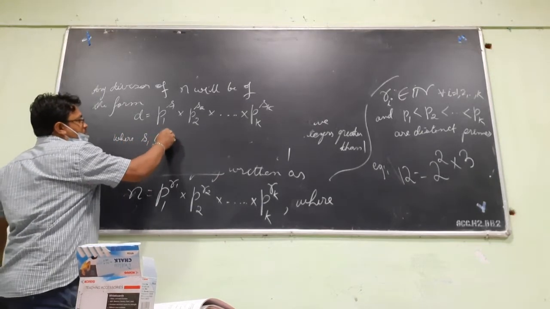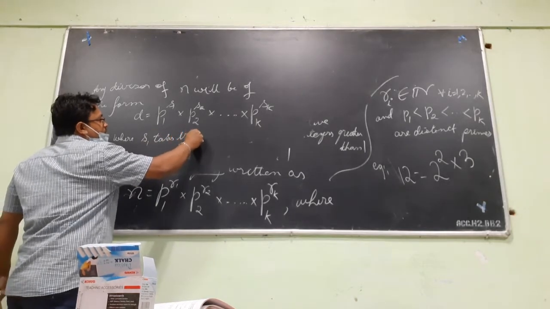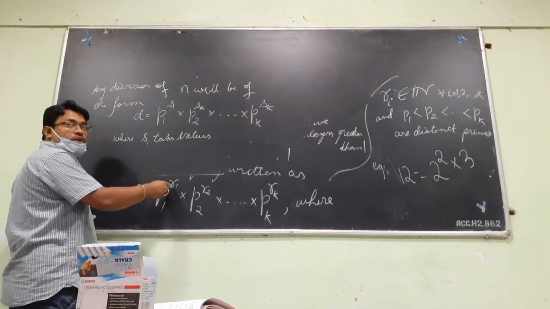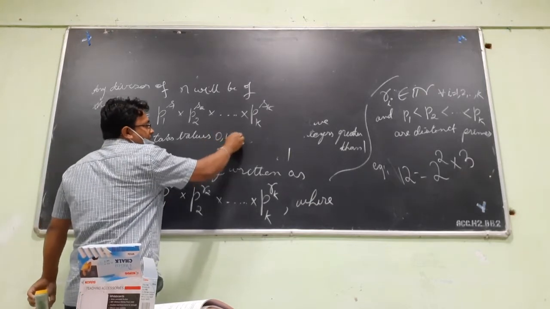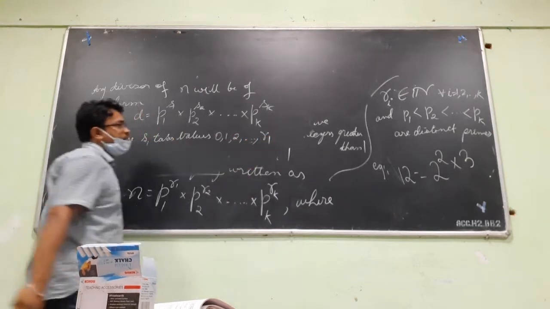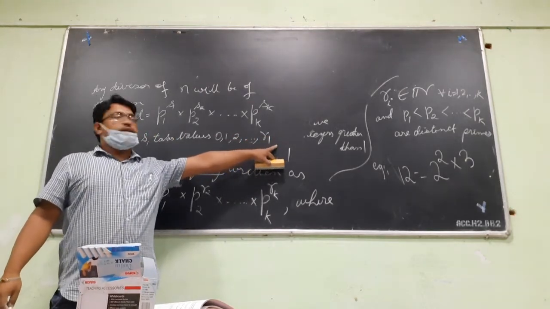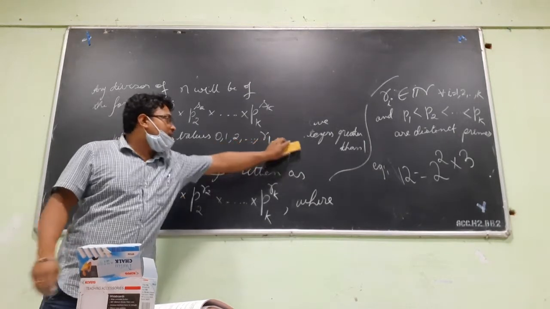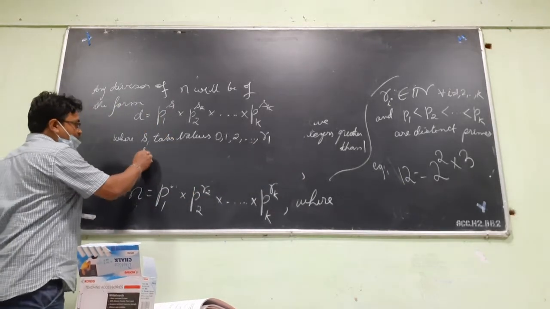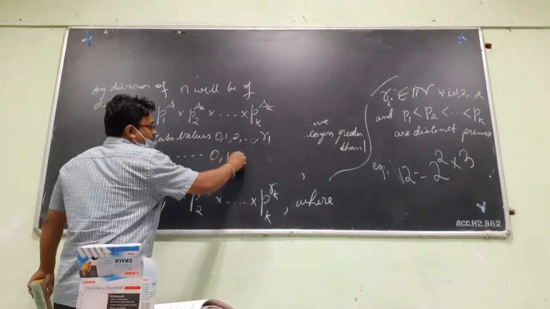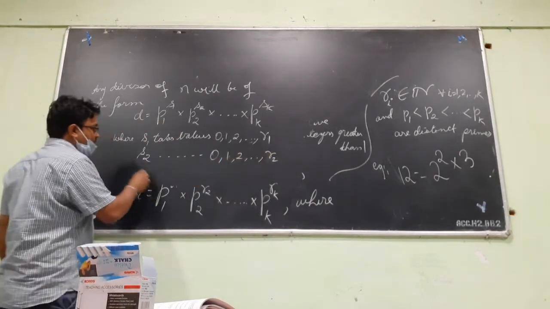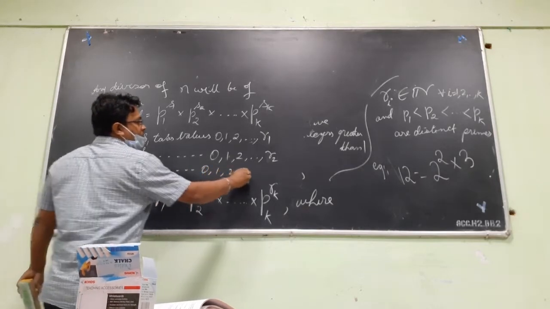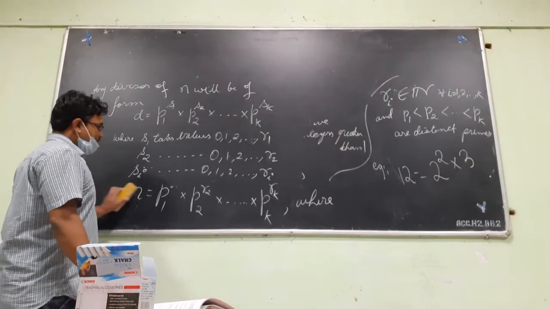So what are the values that s1 can take? For p1, the highest power is r1. So s1 can take values 0, 1, 2 up to r1. How many values? R1 plus 1. 0 to R1, there are R1 plus 1 values. S2 can take values 0, 1, 2 up to R2, so it can take R2 plus 1 values. Similarly, in general, Si can take values 0, 1, 2 up to Ri. These are the values that it can take.